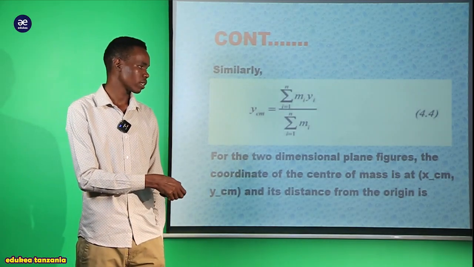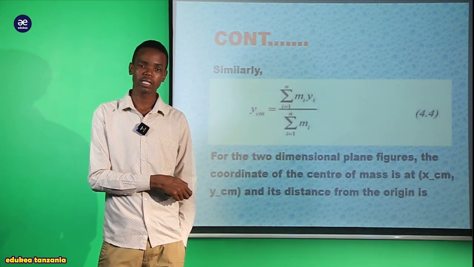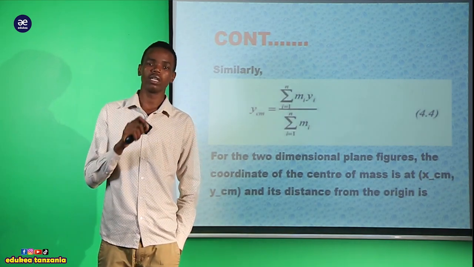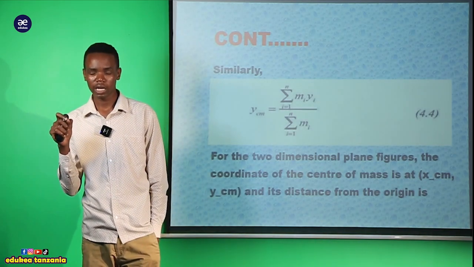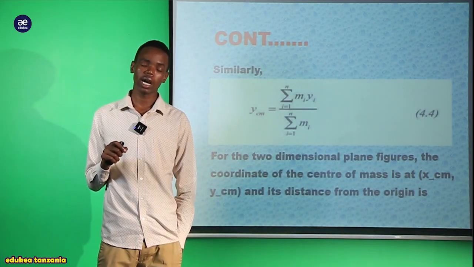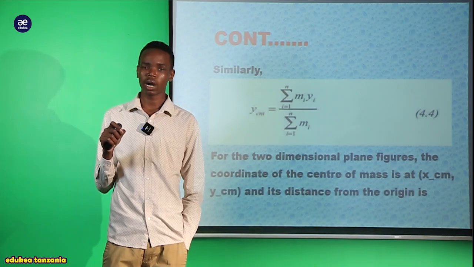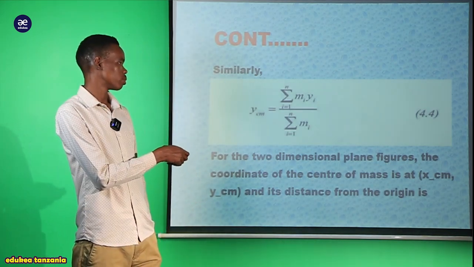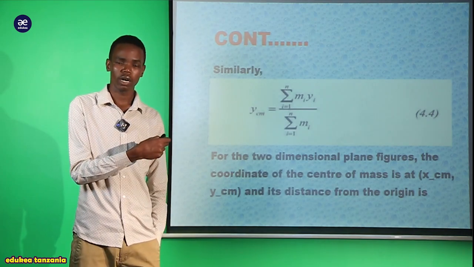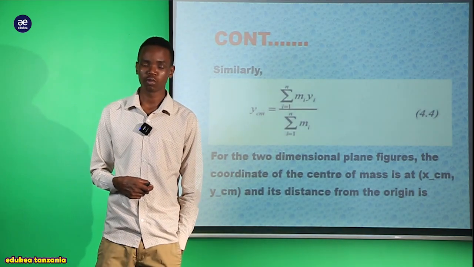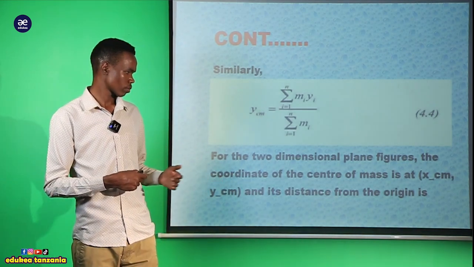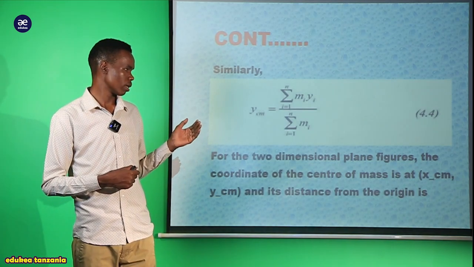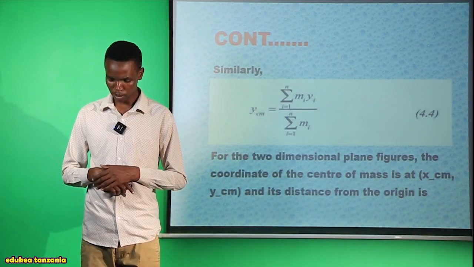We observe that the center of mass along the x must be equal to the summation from i to n of mass i times x_i, divided by the summation from i to n of mass i. And along the y-axis, we observe a similar one, which we allocate as equation number 4.